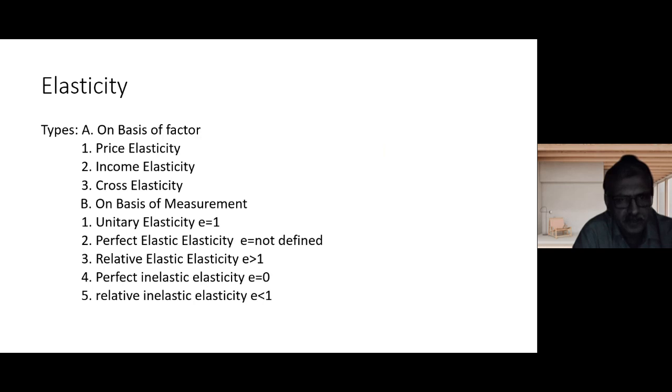Then relative elasticity. What does relative elasticity mean? When the change in demand or supply is less than 1, then we call it relative elasticity. What is perfect inelastic? Perfect inelastic means there is no change. So changing the price has no impact on demand at all. There is absolutely no impact. It is called perfect inelastic elasticity.